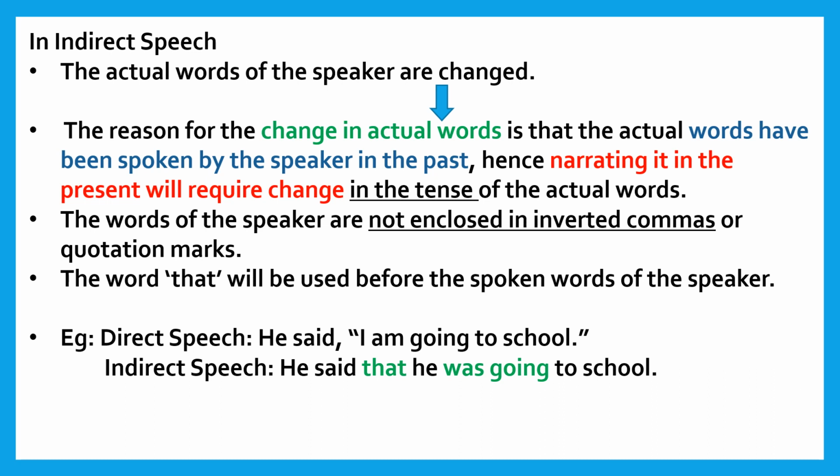Look at the example given below. In direct speech, you have a sentence, "He said, I'm going to school." But when the sentence is said in an indirect speech, there is a change in the words. The sentence says, "He said that he was going to school." The comma after the word "said" is replaced in the indirect speech with the word "that." There is a change in the words. "I am going" becomes "was going" in the indirect speech.